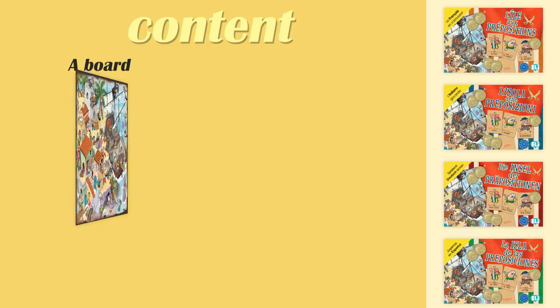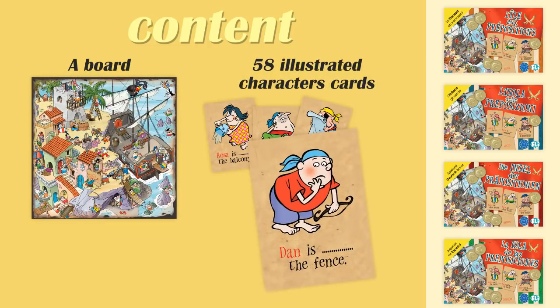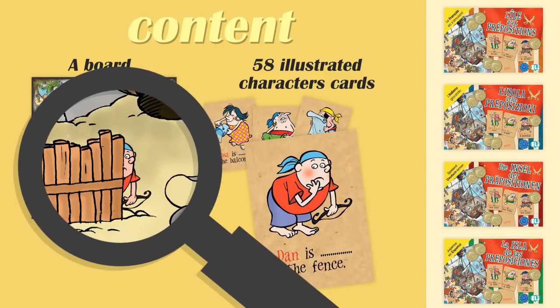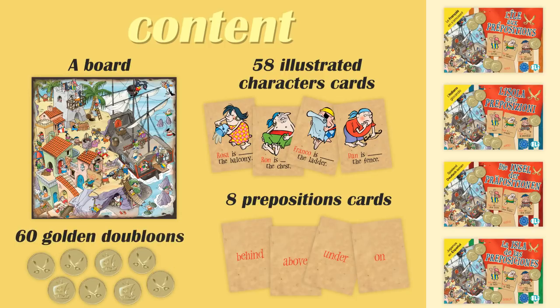A pack of 66 cards. 58 illustrated character cards reproducing the characters with a sentence to locate them on the board. 8 preposition cards. 60 golden doubloons.